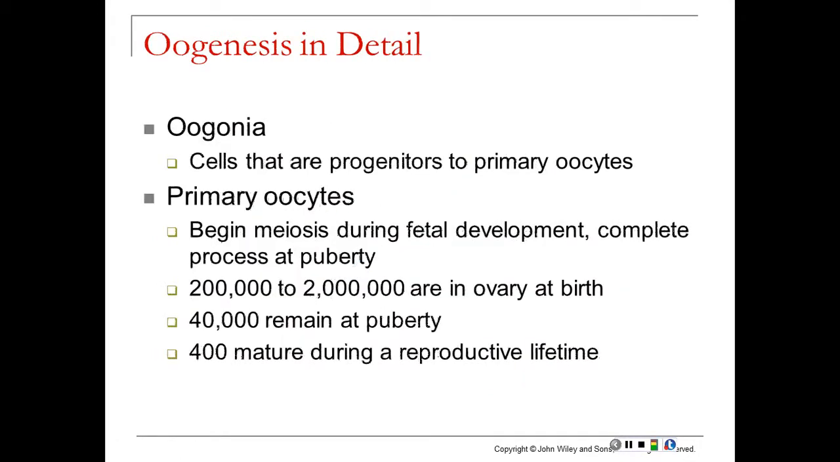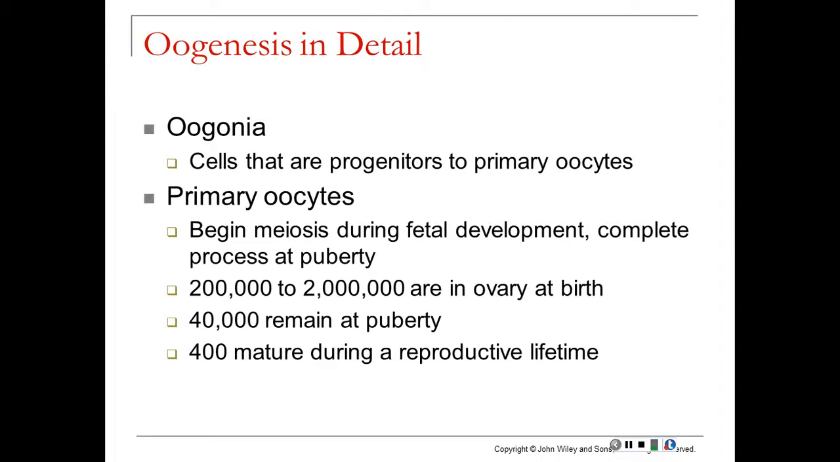Let's talk about the process of egg formation, oogenesis. We'll go into some detail here. So oogonia are the equivalent to spermatogonia. These are the progenitors, or stem cells, to those primary oocytes. Those primary oocytes begin meiosis during fetal development. They complete meiosis at puberty.